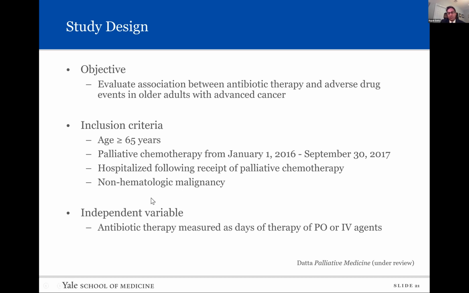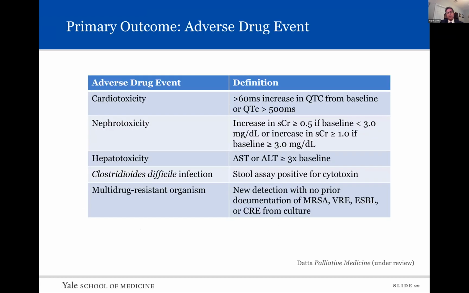And we excluded patients with hematologic malignancies due to the frequent role of prophylaxis and also expected adverse drug events related to their chemotherapy. So our independent variable was antibiotic therapy as measured as days of therapy. And our outcome was the development of adverse drug events.